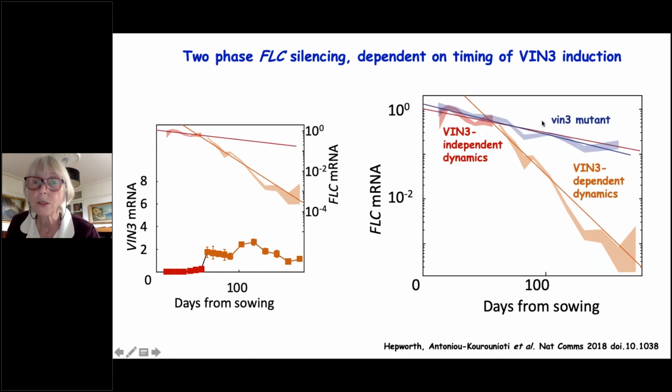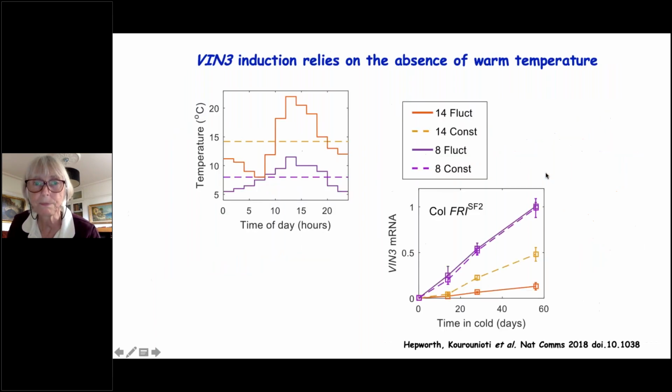So I should say, the two rates were elaborated further when we looked at what was happening in a mutant which didn't express VIN3, this accessory protein that went up in the cold, because actually it stayed at this slow rate, and it was only when you had VIN3 expressed that you switched to this higher rate of silencing.